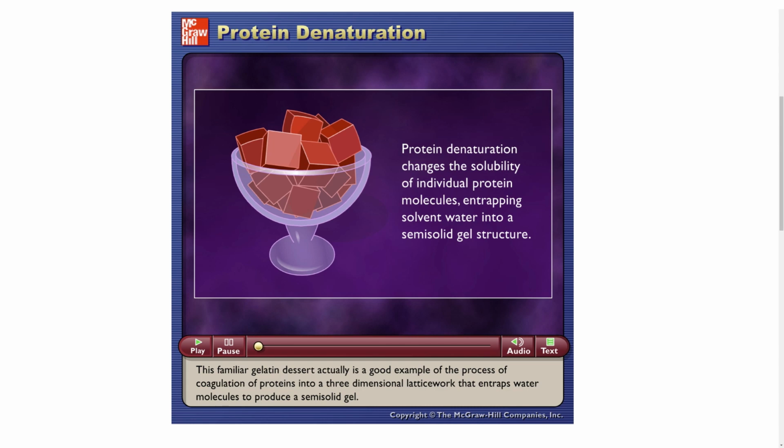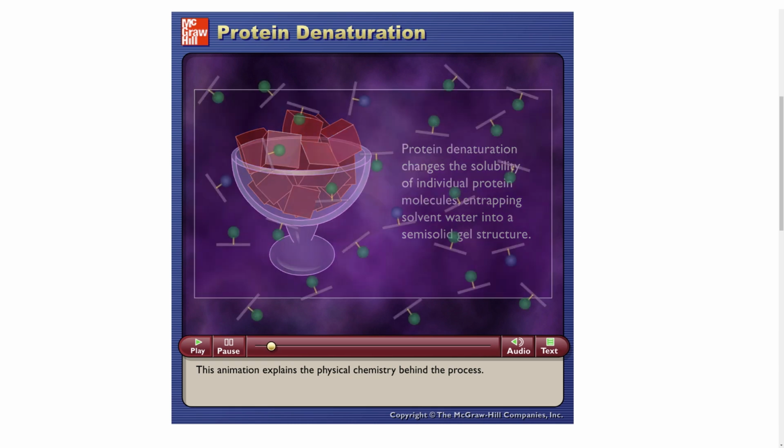This familiar gelatin dessert actually is a good example of the process of coagulation of proteins into a three-dimensional latticework that entraps water molecules to produce a semi-solid gel. This animation explains the physical chemistry behind the process.